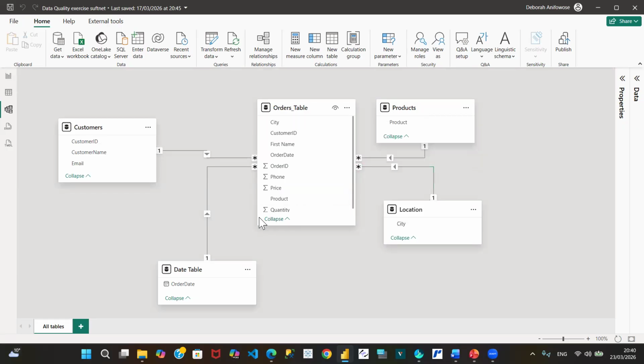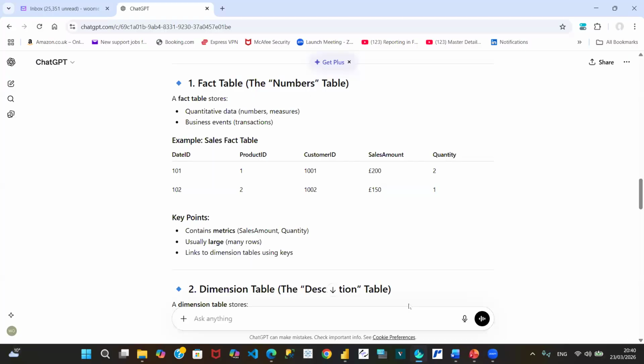Location, we use city as key here, and we use the date here as the key. Okay, so that's what a fact table is about.